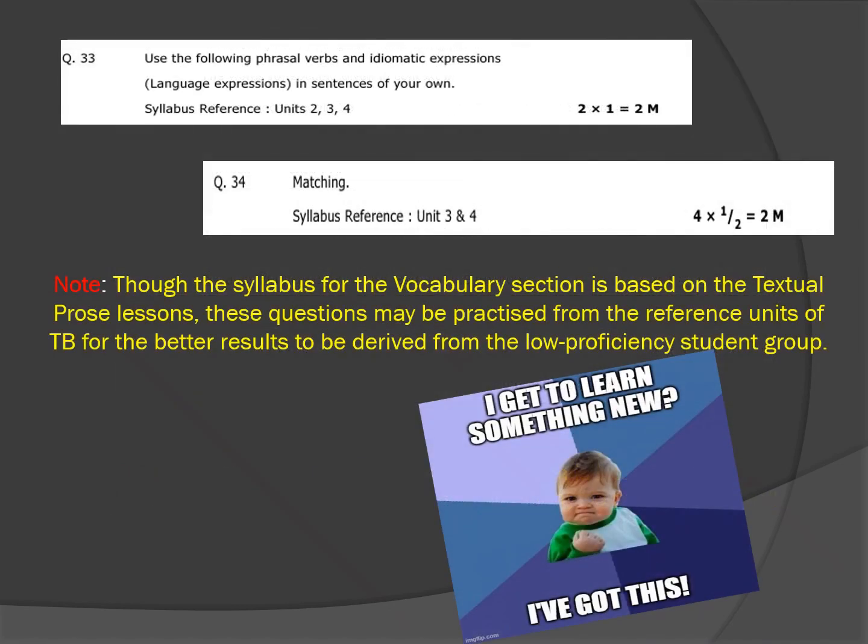Question number 33 will test the knowledge of phrasal verbs and idiomatic expressions, and the student is supposed to write them in sentences of his own. And the syllabus reference for these will be units 2, 3, 4.